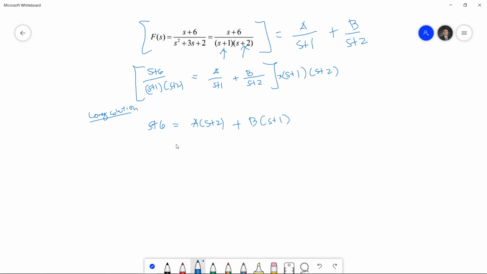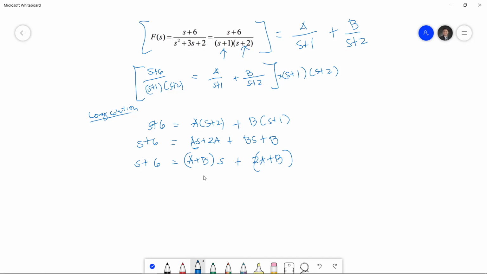Ngayon, ipapagsama mo lang siya into a decreasing order. So for example, i-distribute mo yung A. So AS plus 2A plus BS plus B, di ba? Is equals to S plus 6. Ngayon, ipagsama mo lahat ng may variable S and lahat ng wala. Okay? So (A plus B) S, tama ba na siya sa lahat yung may S? And lahat ng wala is 2A plus B. Okay? It is equivalent to S plus 6.